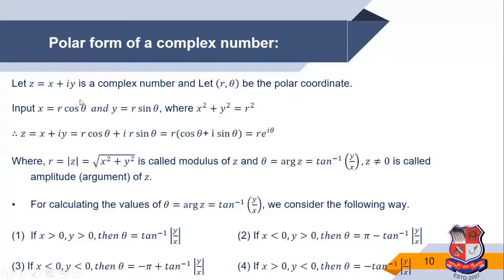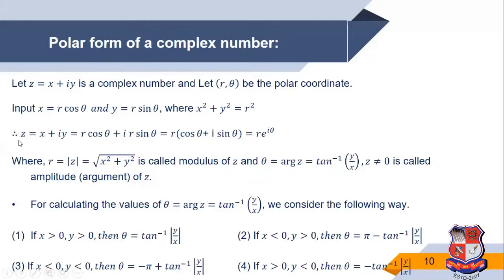So we use the relation x = r cos theta and y = r sin theta, where x squared plus y squared is equal to r squared. We substitute x = r cos theta and y = r sin theta in z = x + iy. Therefore z = r cos theta + i r sin theta, which is r times (cos theta + i sin theta). We write cos theta + i sin theta as e raised to i theta.